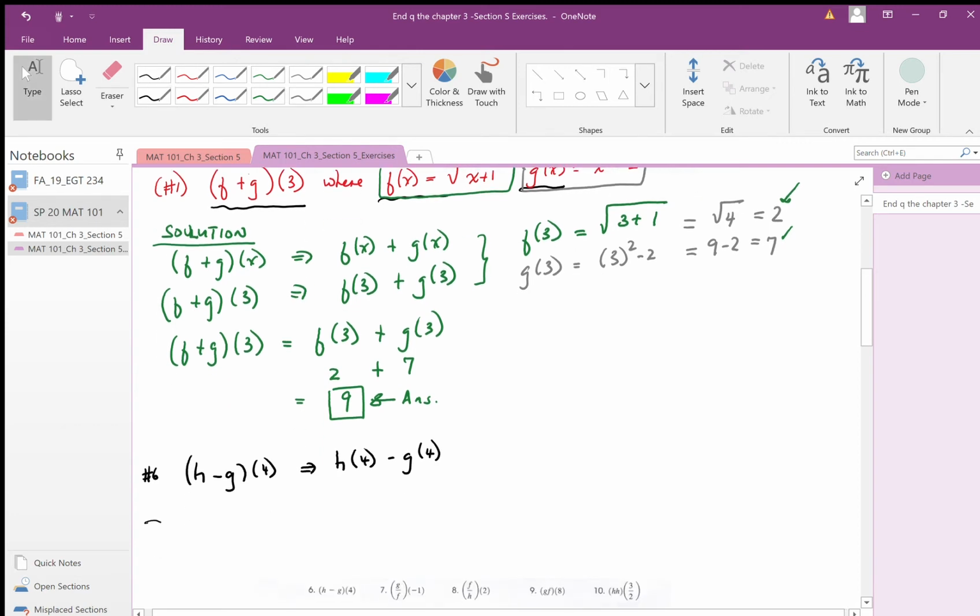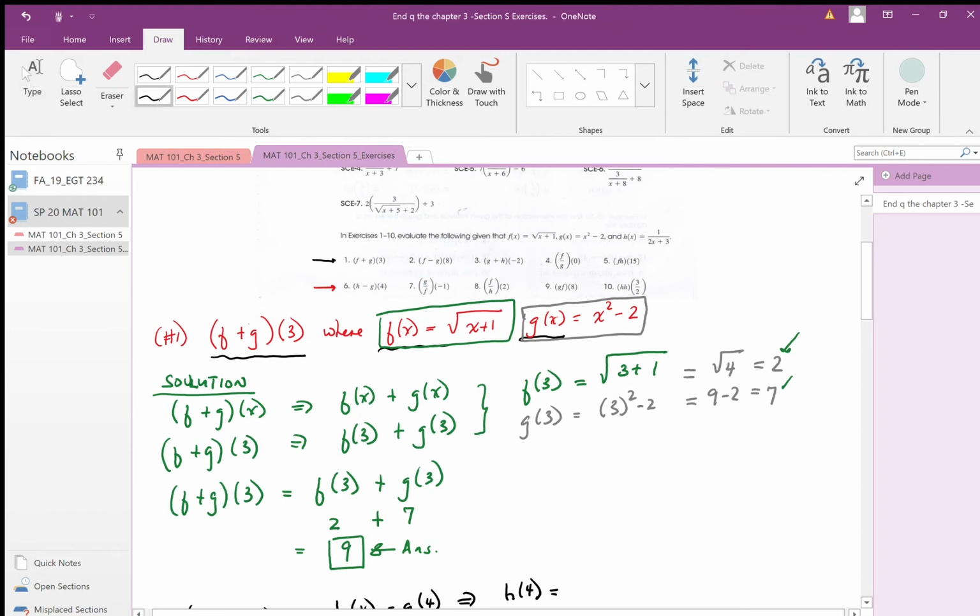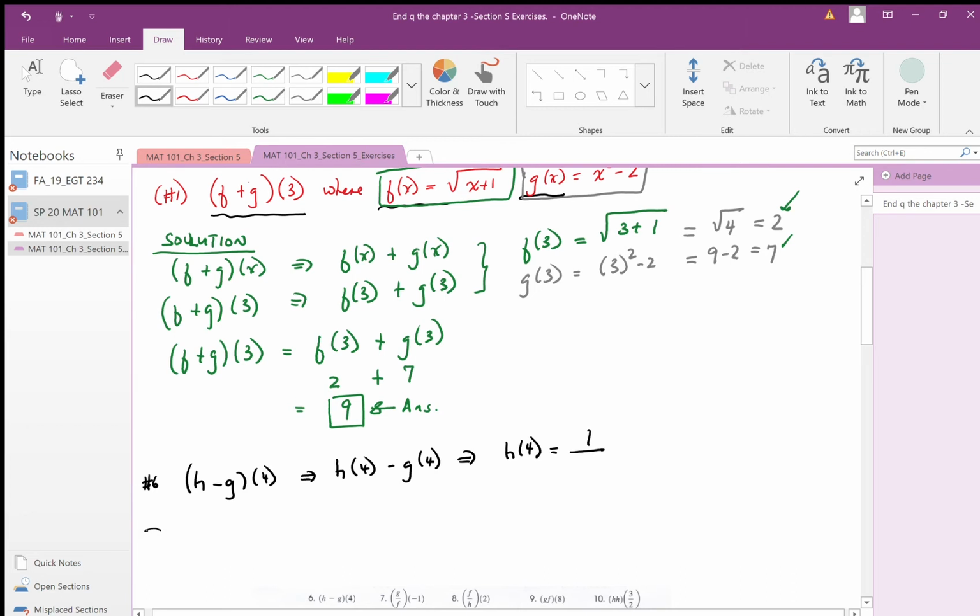And now my h of 4, since the function of h is 1 over 2x plus 3, wherever I see x I put a 4, so 1 over 2 times 4 plus 3, and that's going to give me 1 over 11. And then my g of 4 equals 4 squared minus 2, equals 16 minus 2, equals 14.